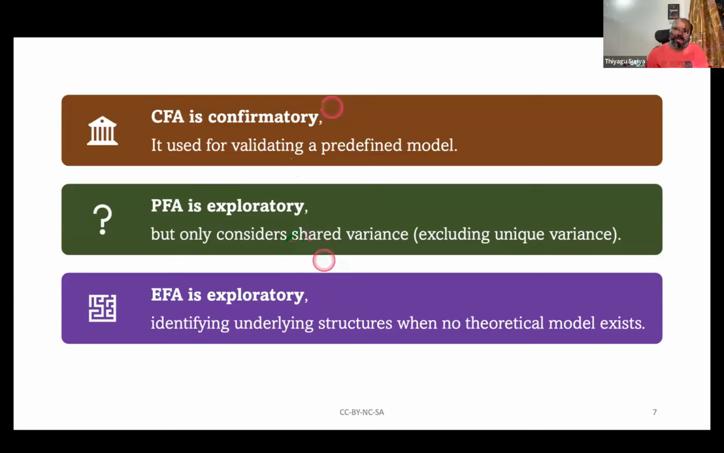And sometimes even some textbooks highlight that PFA and EFA look the same. The only difference is that PFA excludes the unique variances and EFA takes the unique variances also. That's the only difference between them, but in most processes, you can go with either PFA or EFA. Both look like the same. The only difference is the unique variance. I have given some diagrams also.